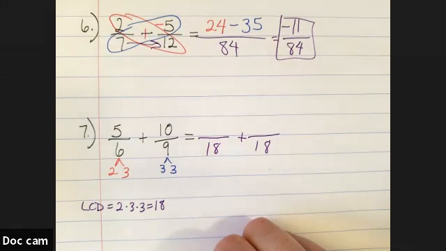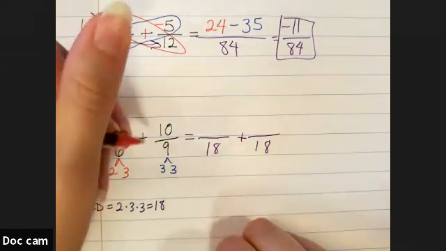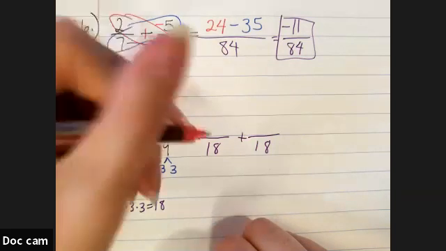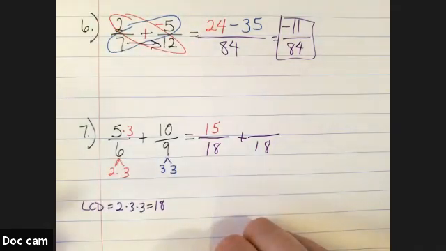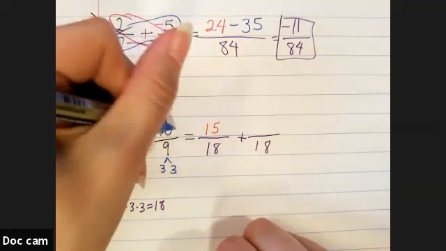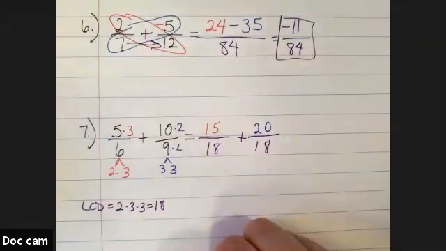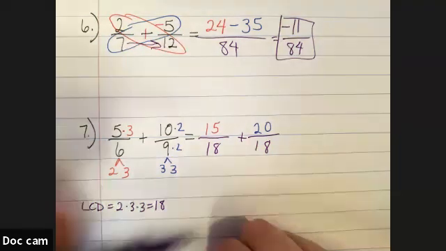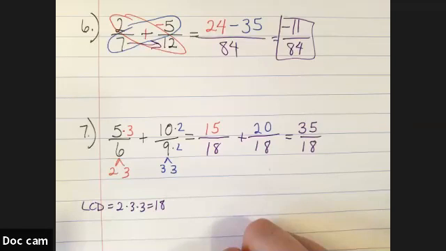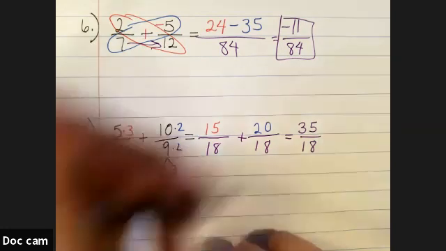So what do I have to multiply with 6 to equal 18? That's 3. So 5 times 3 is 15. And then what do I have to multiply with 9 to get 18? That's going to be 2. So then that's going to be 20 over 18. And then 15 plus 20 is 35. So it would give me 35 over 18. And then can we reduce that? No, we can't. So that's it.